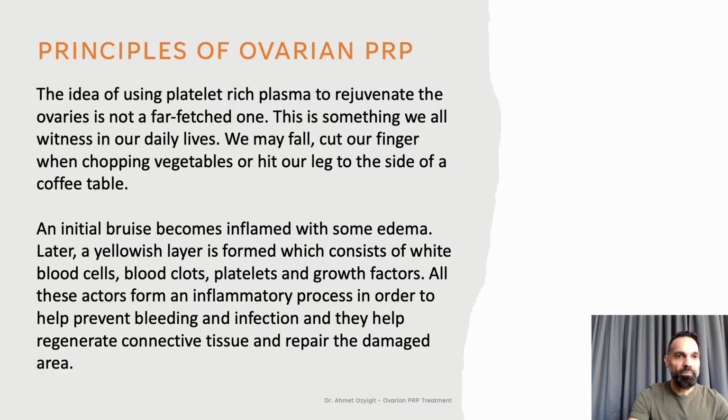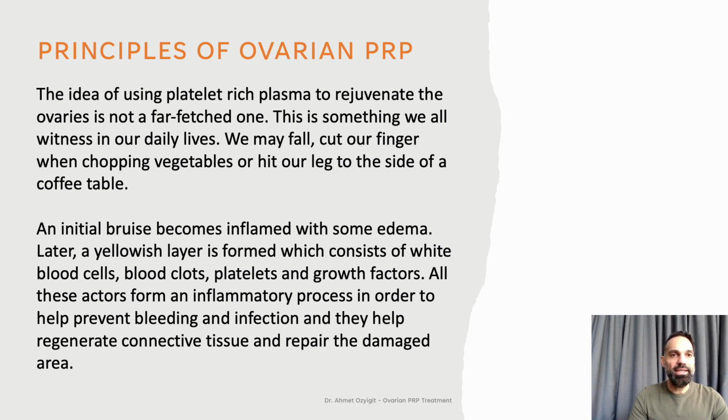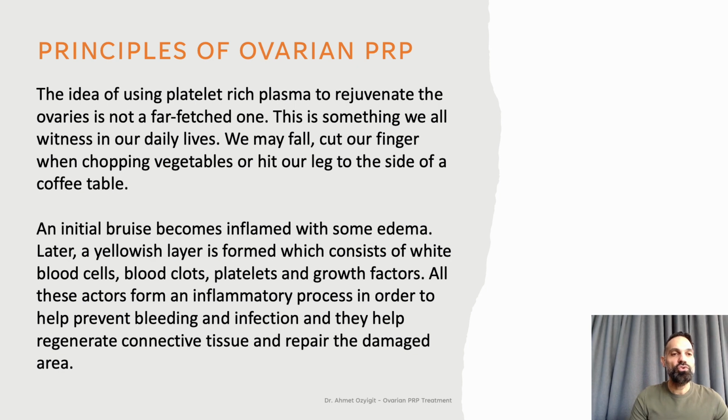And this is just to give you an example. For example, you may fall, you can have a bruise, you can have a cut, and what happens is this initial bruising ends up being inflamed. So there's an inflammatory process. This inflammatory process becomes edematous. And later on, you see a yellow layer which is formed on top of your bruise, which involves blood clots, blood cells, white blood cells, platelets, and growth factors.